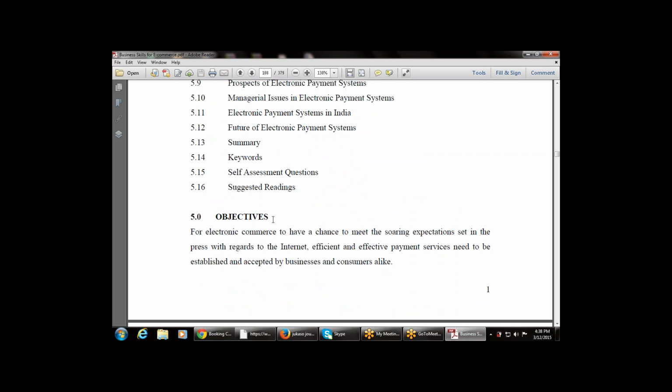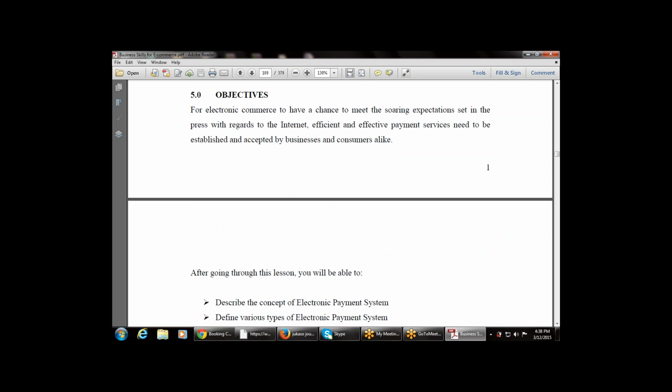Now let's start with the objective, that is, what is the main objective of the e-payment system, why we are studying what the e-payment system is. So this says, for electronic commerce to have a chance to meet the soaring expectations set in press with regards to the internet, efficient and effective payment service needs to be established. So whenever I say I am doing better business, that means I have to plan out an effective and efficient payment system. That must be established, and that effective payment system is provided by the e-payment system only.